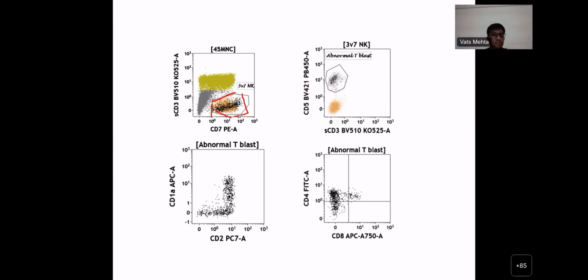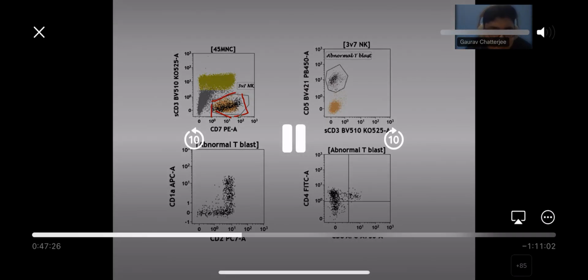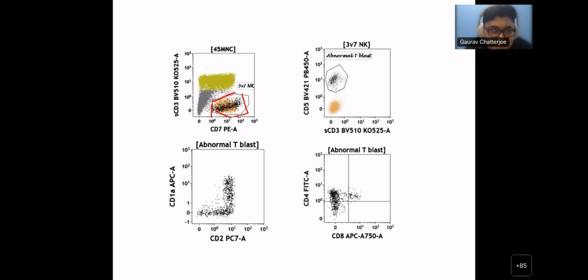What about NK cells? What is the phenotype of NK cells? CD16 and CD56. That is correct. They are CD16 and CD56 positive. But what about their CD7? Are they CD7 positive or negative? Positive, sir. Positive, right? So these are NK cells. Normally NK cells will come in this zone, which is CD7 positive and surface CD3 negative, right?